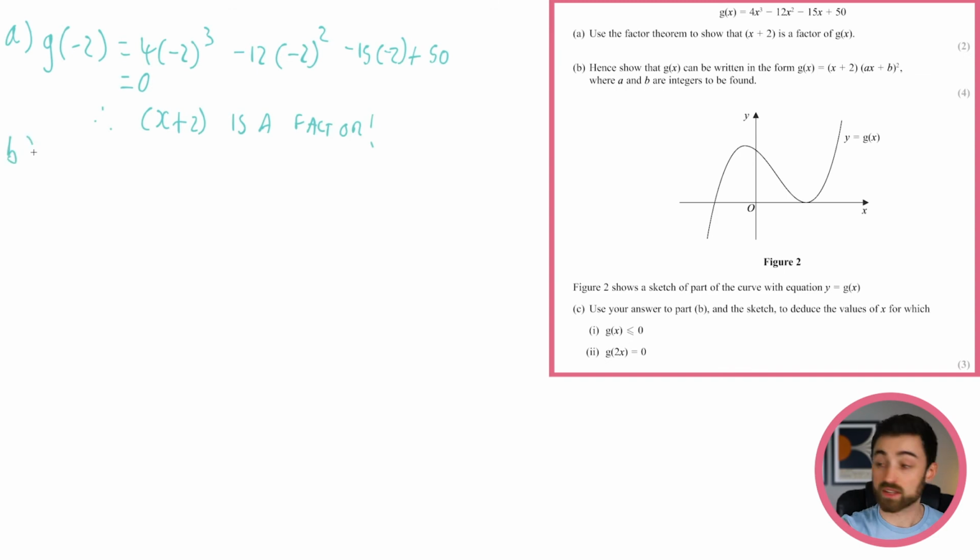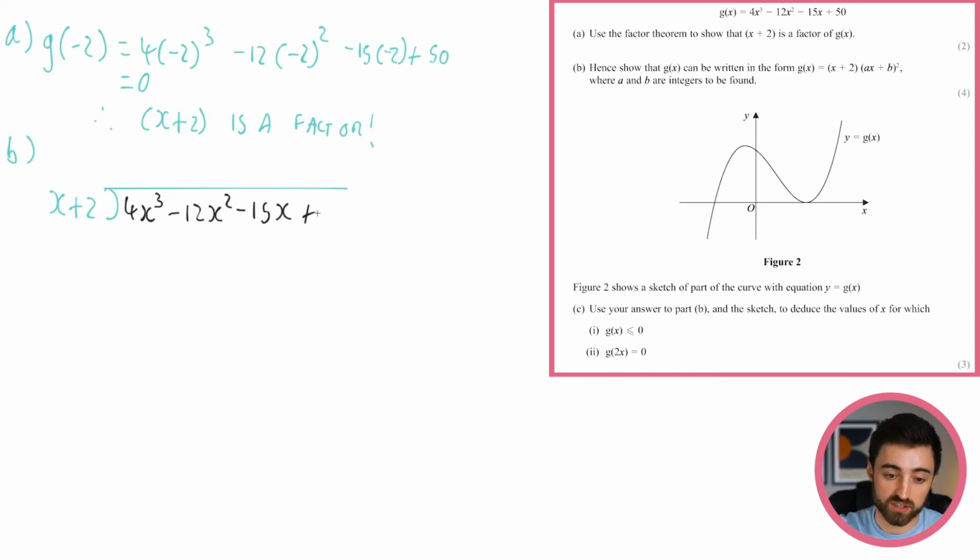Sick. Part B. Hence show that g of x can be written in the form g of x is x plus 2 multiplied by ax plus b squared. A and b are integers to be found. So I want to fully factorize this, right? I know that this is a factor, so what I can do is do long division to work out what the other bit should be. So what I have to do is do x plus 2 and divide that into the g of x. So this is going to be what? 4x cubed minus 12x squared minus 15x plus 50.